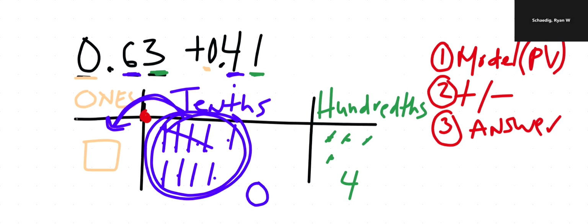And then if I come to my ones place, I end up with a 1, and then I have this decimal that goes zoop, and there's my answer. I end up with 1 and 4 hundredths. Right? Okay, so I hope this is starting to click.